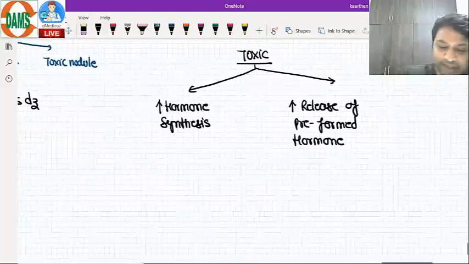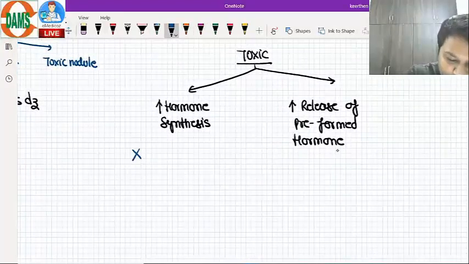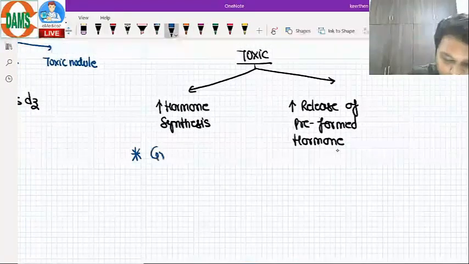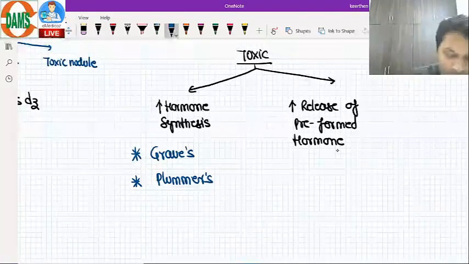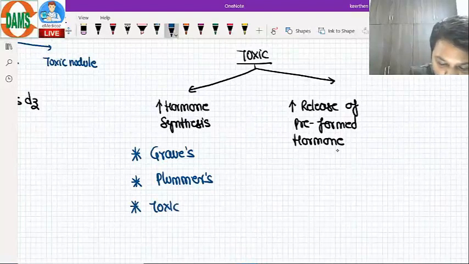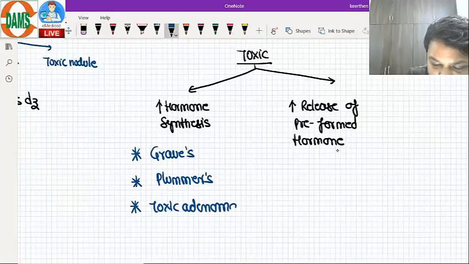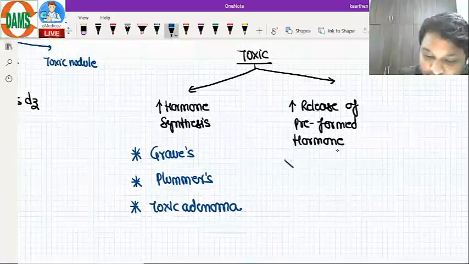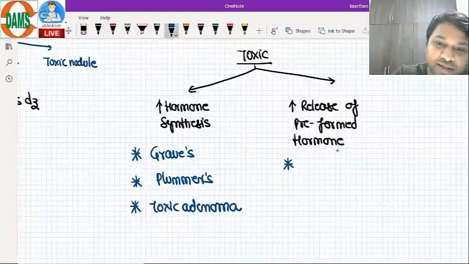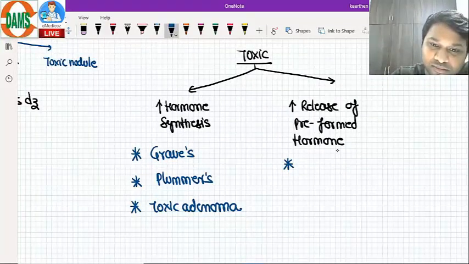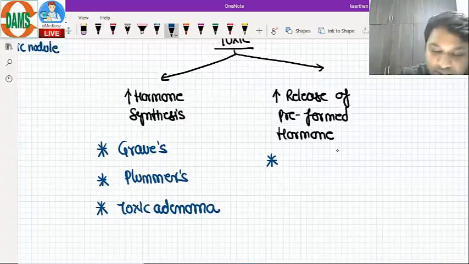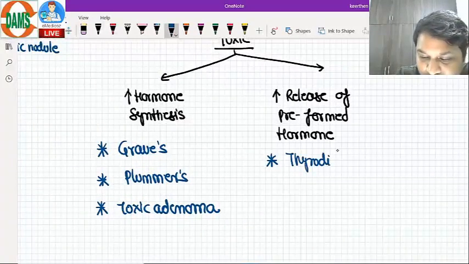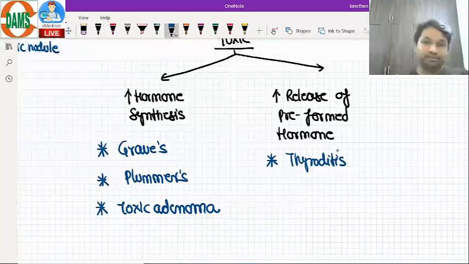Now, when we say there is increased hormone synthesis, what are the conditions which are associated with it? Number one is Graves, which we are going to talk about. Number two is going to be Plummer's, that is nothing but toxic multinodular goiter, and toxic adenoma. All these three conditions are associated with increased synthesis. So which condition is associated with increased release? Increased release of pre-formed hormone is usually seen in thyroiditis.